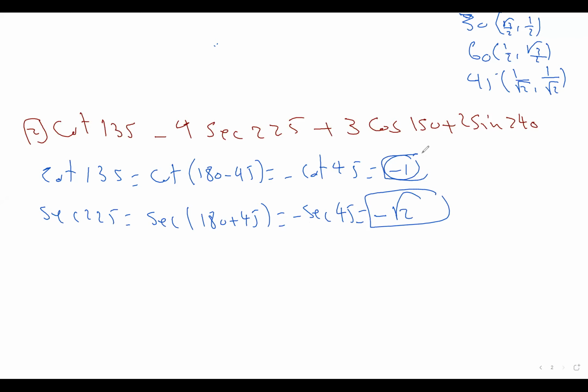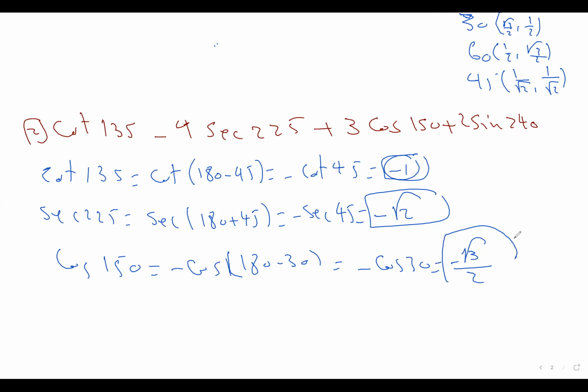Okay. The third one is cosine 150, in which quadrant? Second. The cosine in the second quadrant is positive or negative? Negative. So it will be negative cosine(180 minus 30) to get the same angle, which is negative cosine 30. And cosine 30 is root 3 over 2, and you have negative. So it will be negative root 3 over 2.